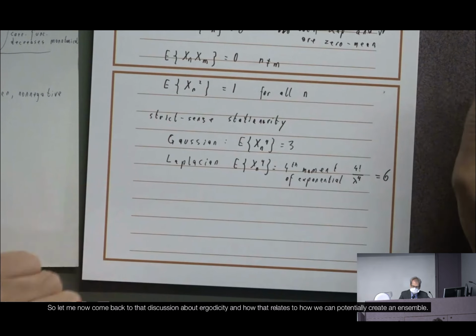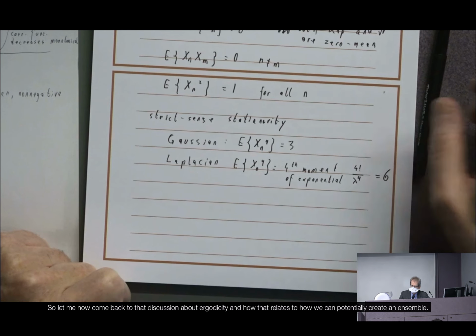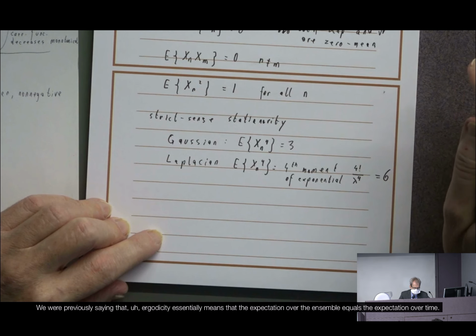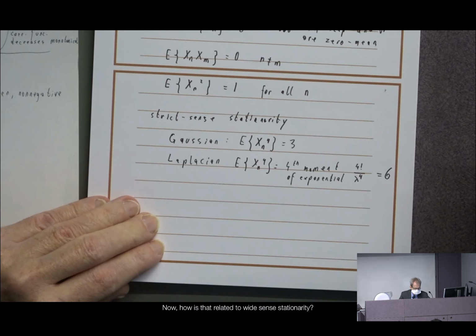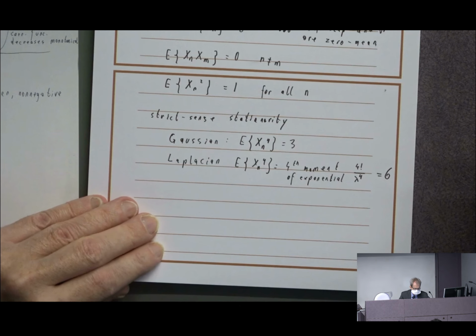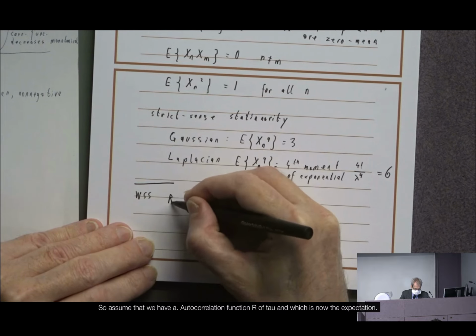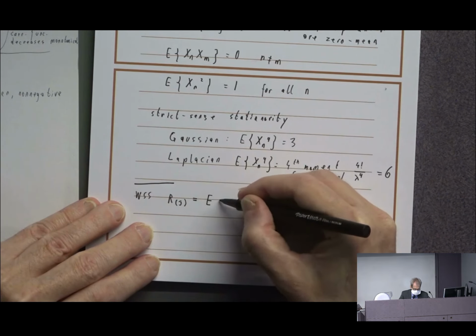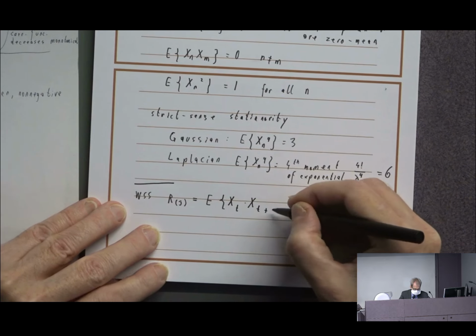So let me now come back to the discussion about ergodicity and how that relates to how we can potentially create an ensemble. We were previously saying that ergodicity essentially means that the expectation over the ensemble equals the expectation over time. Now, how is that related to wide-sense stationarity? So assume that we have an autocorrelation function R of tau, which is the expectation of x of t times x of t plus tau.